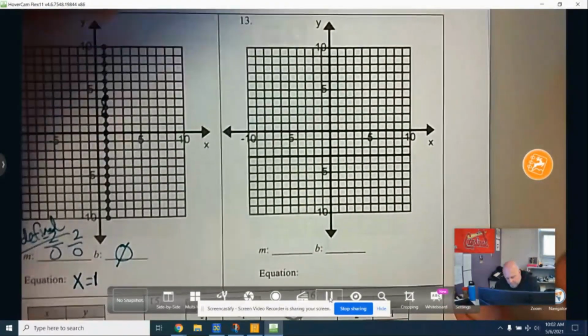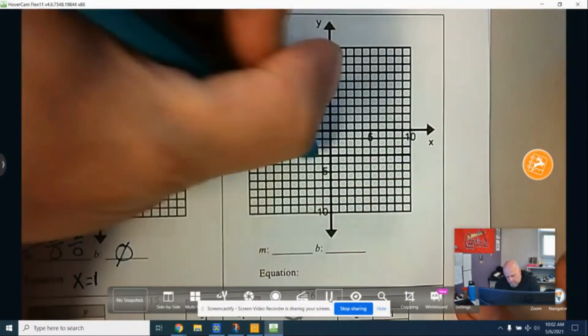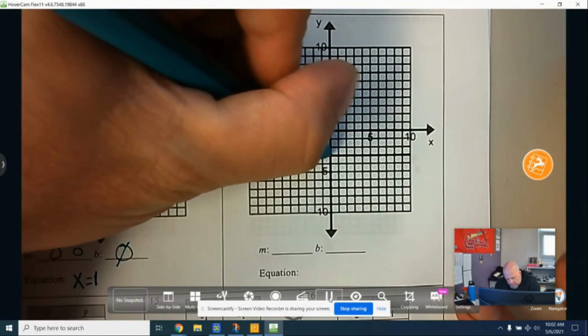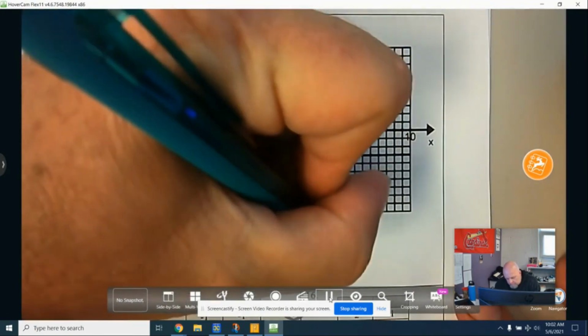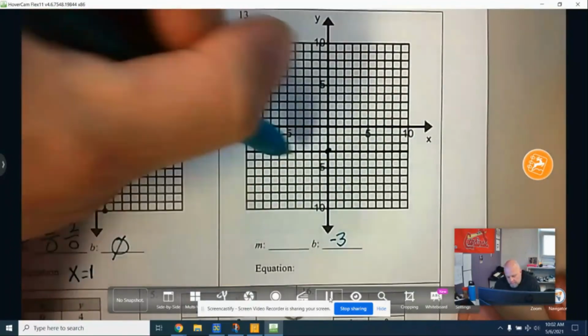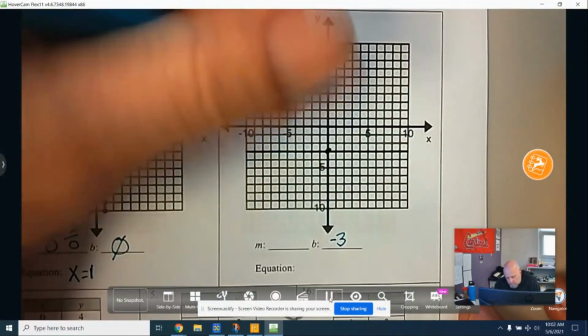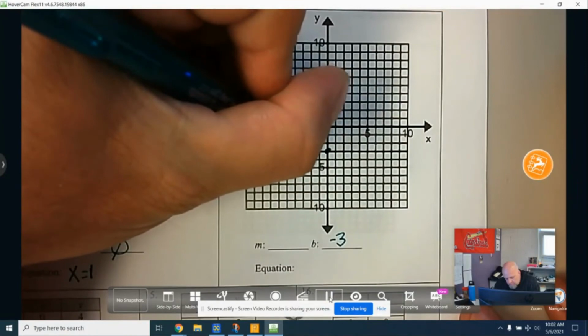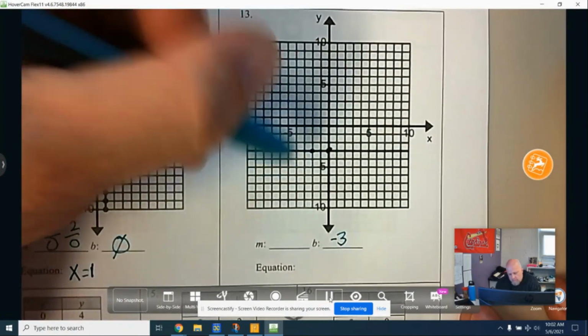Okay, go to number 13. Okay, see, start with the b. Looks like it touches down here at negative 3. So I put b equals negative 3. Then I need to pick another point for m. And again, it's got to go through the corner of a box. There's tons of them you could use. So maybe I'll just select that one.